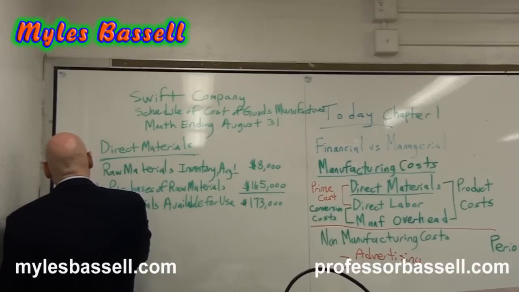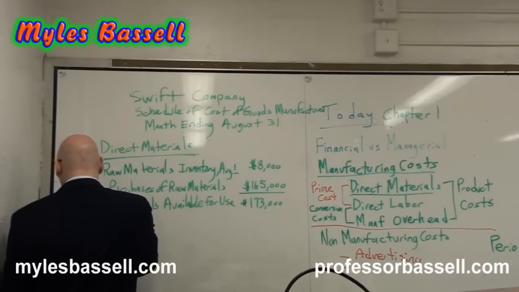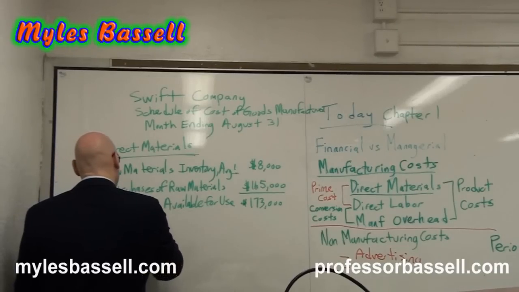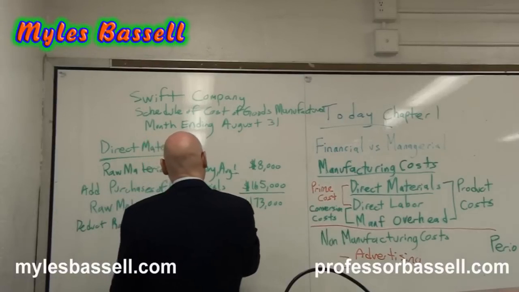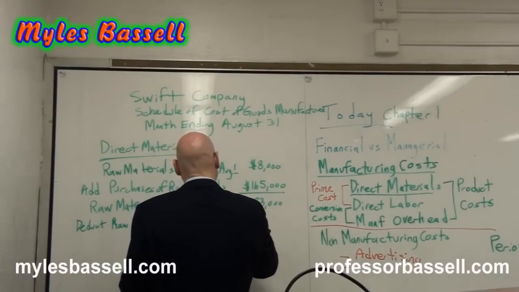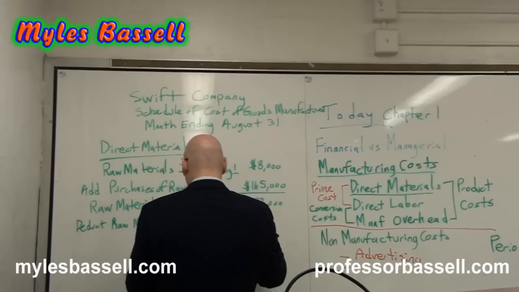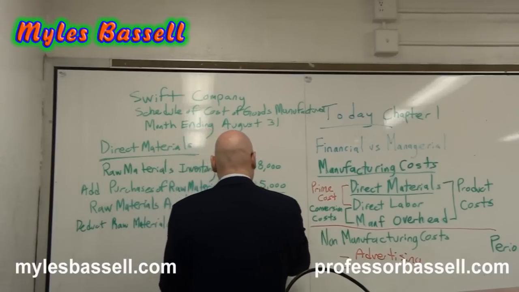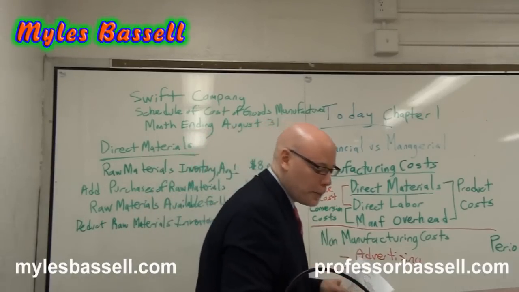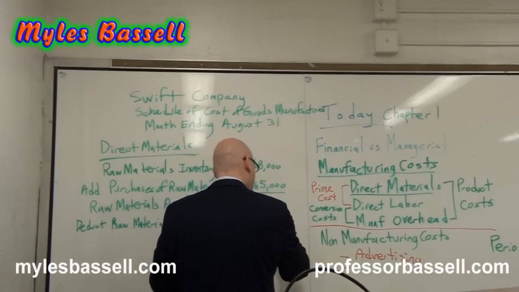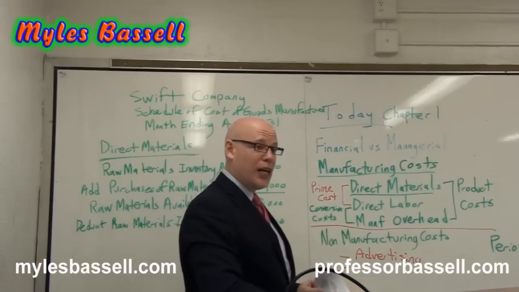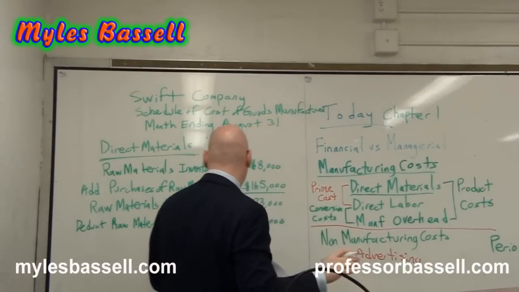Now what we're going to do is we're going to deduct the raw materials inventory as of August 31st. Which is what? 13,000, right? Everybody see that? That's just the information that they gave us, we're not calculating that, which is $13,000.